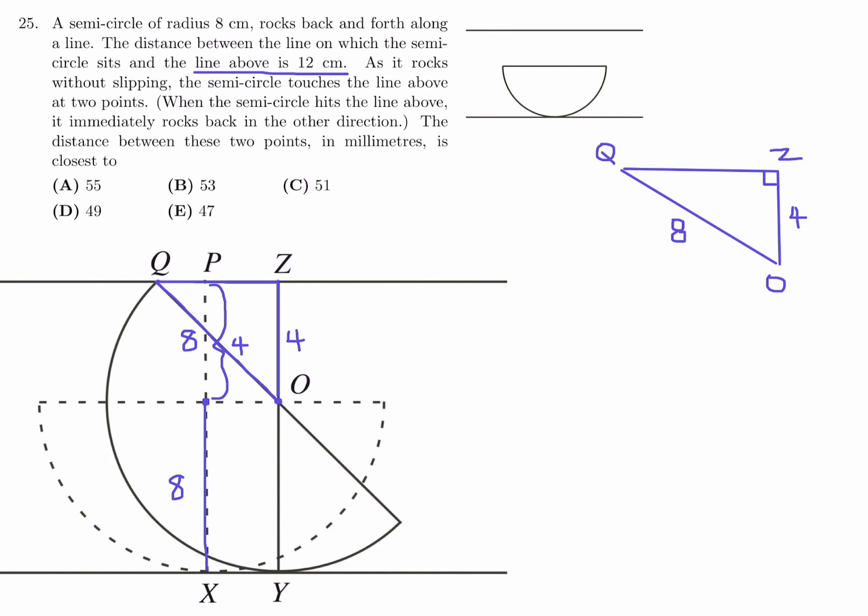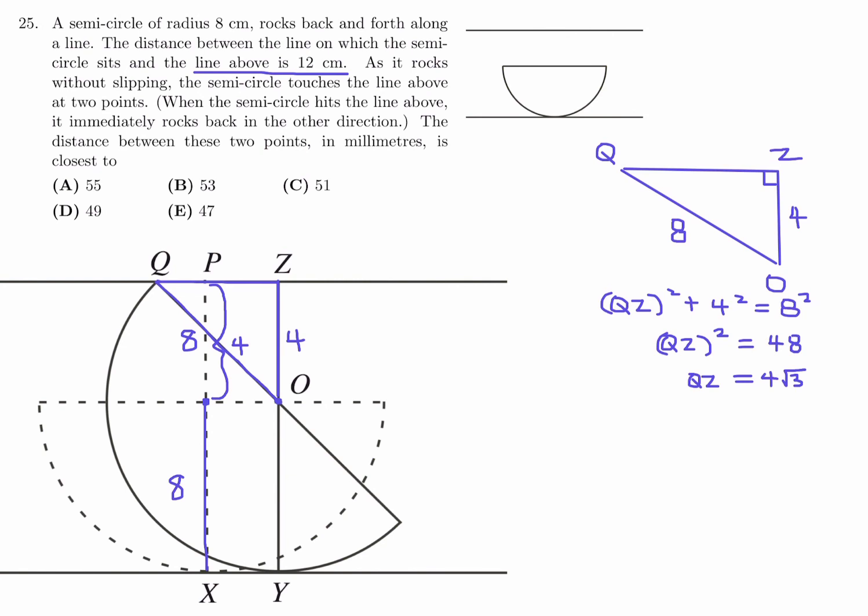So now, using Pythagoras, I can figure out QZ. QZ squared, added to 4 squared, is equal to 8 squared. And therefore, QZ squared is going to be 64 minus 16, which is 48. And therefore, QZ is root 48, or 4 root 3. So that takes care of QZ.